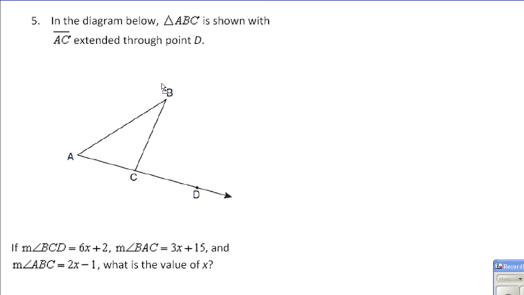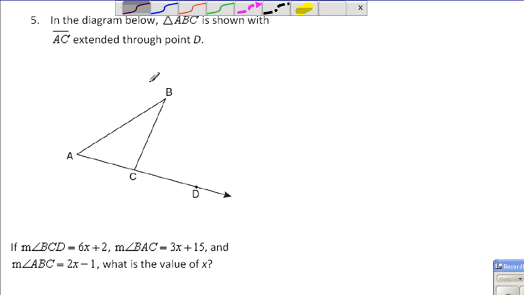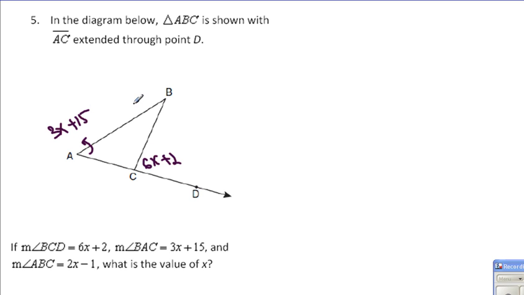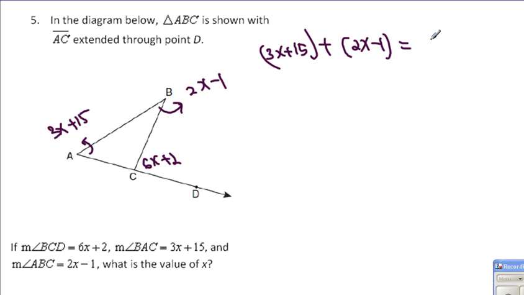Number 5. Now remember this picture because this will be a very popular picture. Now here we have this angle. An outer angle is always the sum of two remote interior angles. So if you put them together, this angle is 6x plus 2. And then BAC, which is here, 3x plus 15. Now at the other angle, here we have 2x minus 1. So when you put them together, we have 3x plus 15 plus 2x minus 1 has to equal 6x plus 2.